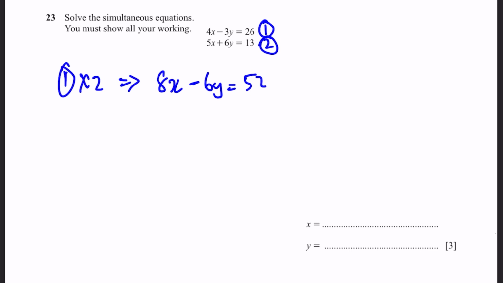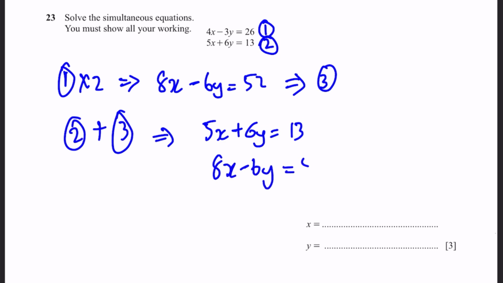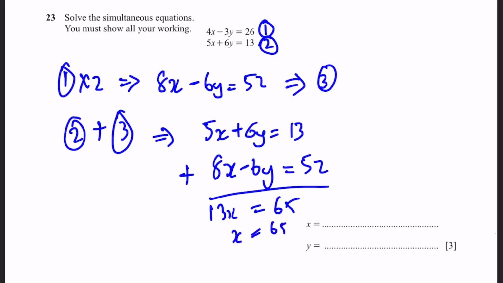Next, we can take this one and add it with the second equation. So let's call this 3, and now we can do 2 plus 3 to cancel out the y's. 5x plus 6y equals 13. 8x minus 6y equals 52. We can add these. That means 13x is equal to 65 and x is equal to 65 by 13, which is equal to 5.